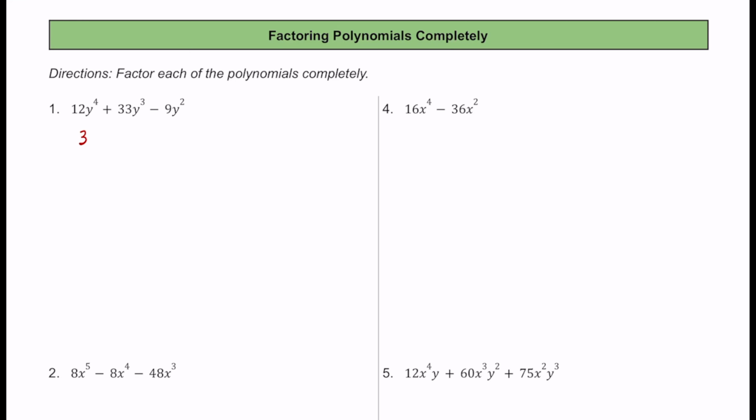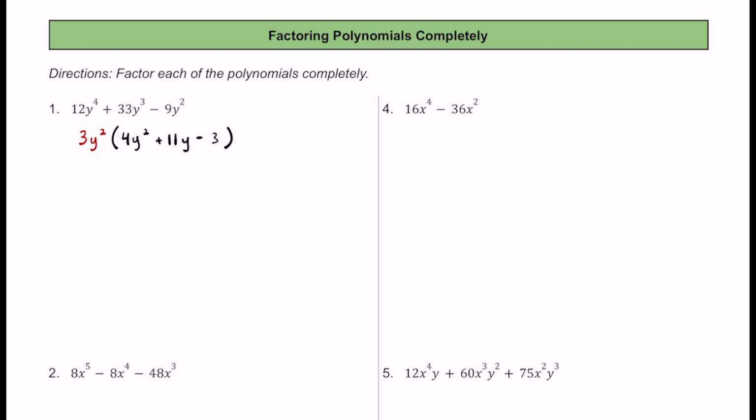And it looks like all three terms do have y squared as a part of them. So I'm going to factor out this 3y squared in front. If we go ahead and do that, we should be left with 4y squared plus 11y and then minus 3. At this point, this 3y squared is done because it's a monomial, but inside here we have a trinomial, so maybe we can factor this into two binomials, so we should check for that.